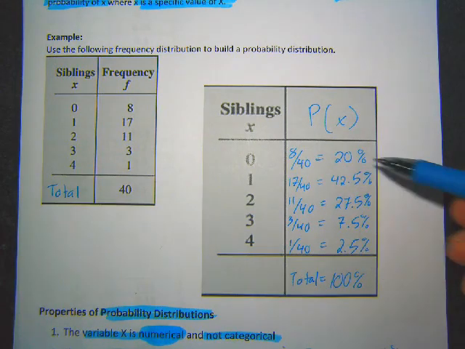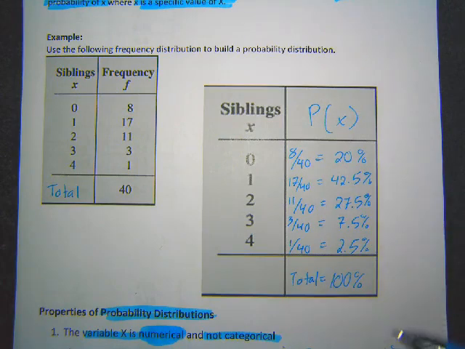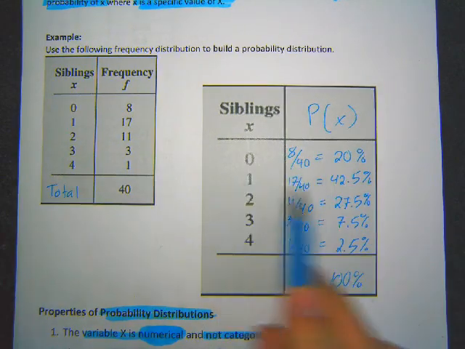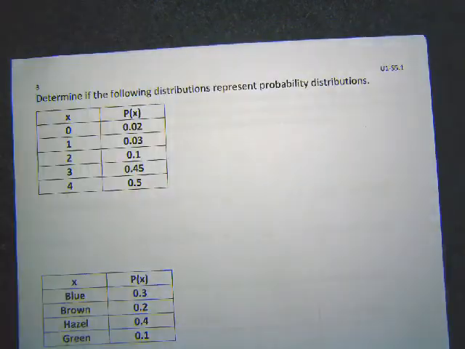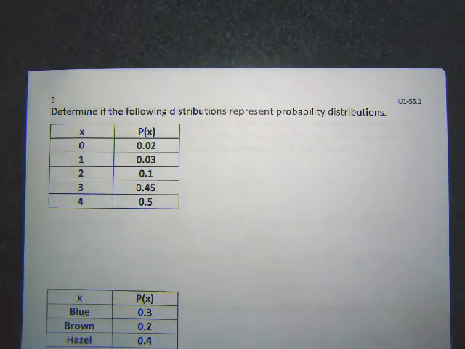You can write this as a decimal or a percent, but these are showing the probabilities or percentages for each one of those values, and they should add up to 100%. So on the next page, I have a couple of examples. I just want to determine, are these actually legitimate probability distributions?